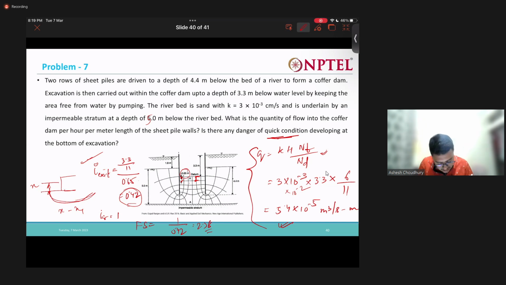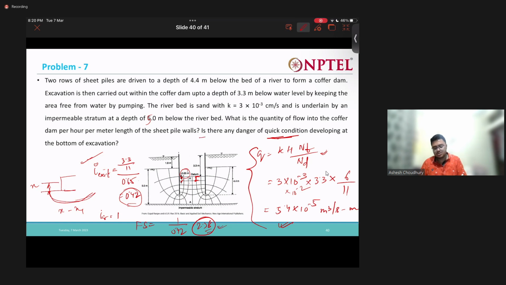Then we determine the factor of safety. If i critical was given, we would use it, but here there is no mention of the G value and the void ratio value. That's why we are assuming the i critical value is 1, and we see that the factor of safety is more than 1, so it's safe. Though it's more than 1, it's not more than 4 or 5, so it is safe, but still it is suggested that our factor of safety should be between 4 to 5.